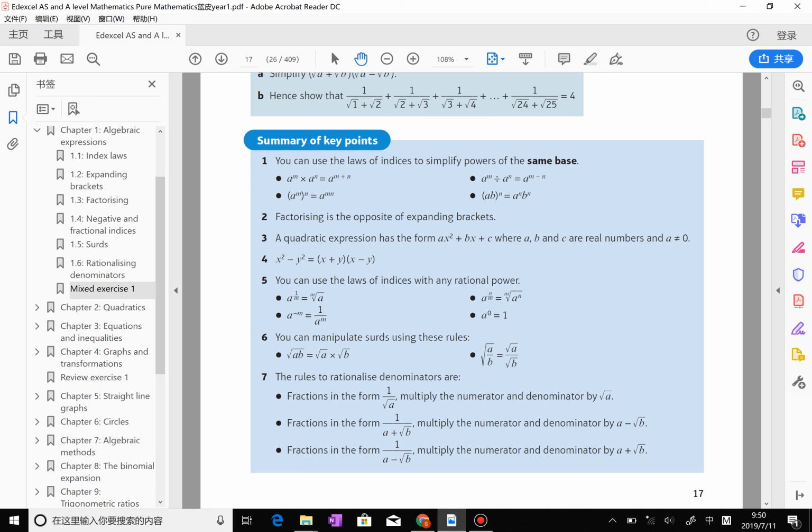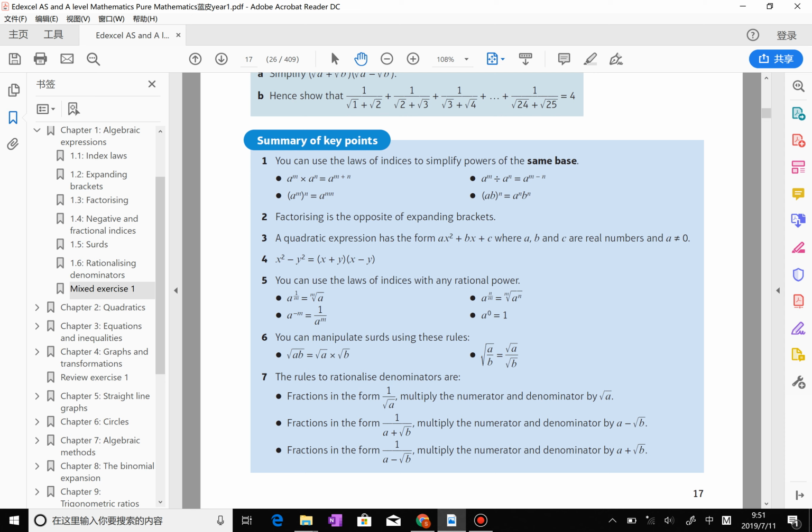For point 1, you should use the laws of indices to simplify powers of the same base. For 2, you need to know how to factorize. For 3, for the quadratic equation ax squared plus bx plus c, you need to know how to factorize. For the 4th, x squared minus y squared equals x plus y times x minus y. And for the 5th, there are indices with rational power that is no longer an integer, that is, a fraction or negative integer.